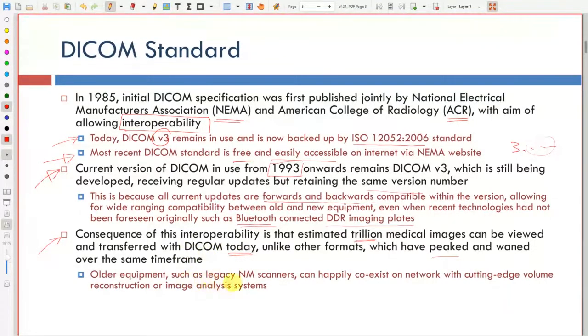So if you have older equipment, for example a legacy nuclear medicine scanner, it can happily coexist on a network with cutting edge volume reconstruction or image analysis systems that are DICOM compatible. So you don't have any problems with older systems using the DICOM format, which is really nice.